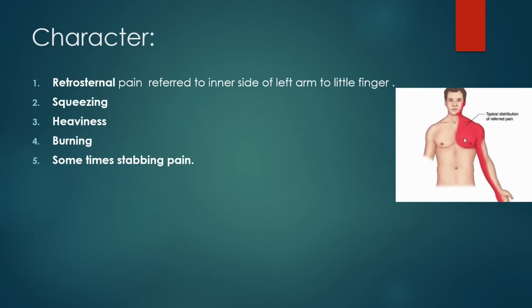Clinical features of ischemia, أهم أعراض المرض: retrosternal pain. Pain يكون خلف الاسترنم, referred to the inner side of the left arm to the little finger, مثل ما موضحين بالصورة. Squeezing, heaviness, burning, sometimes stopping pain.